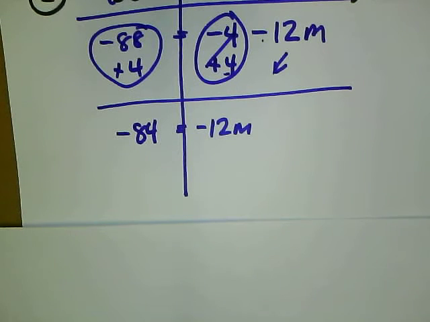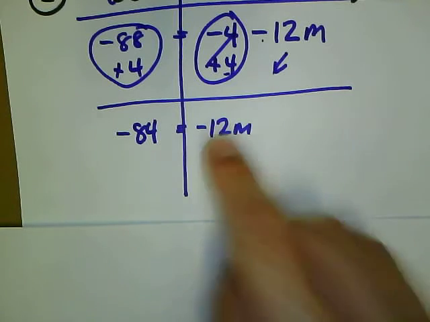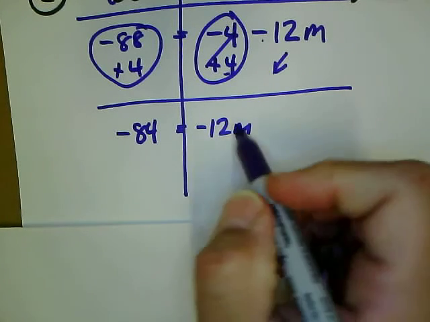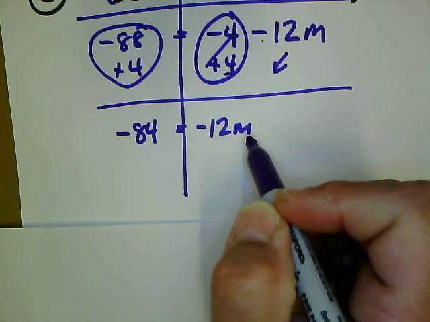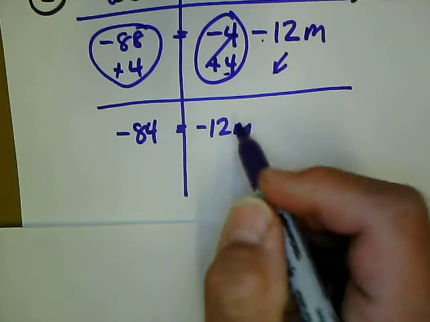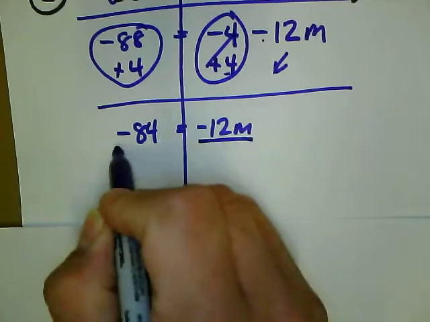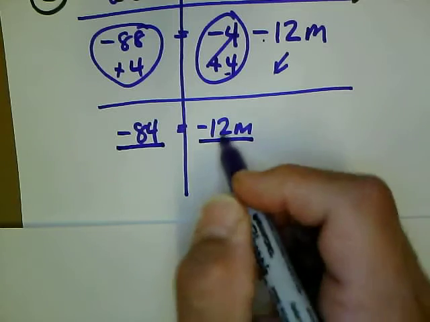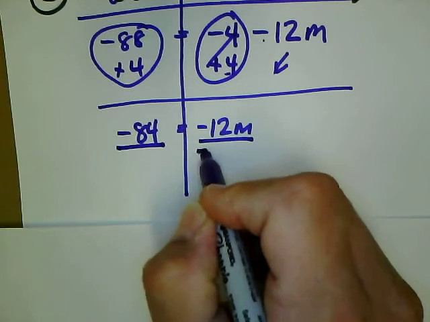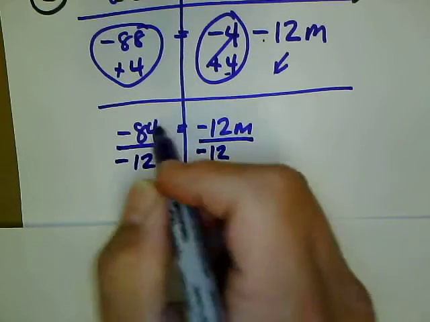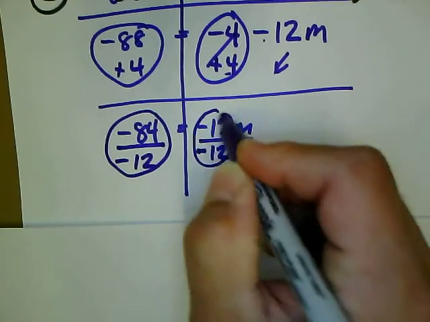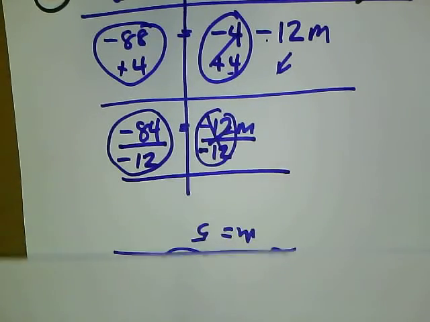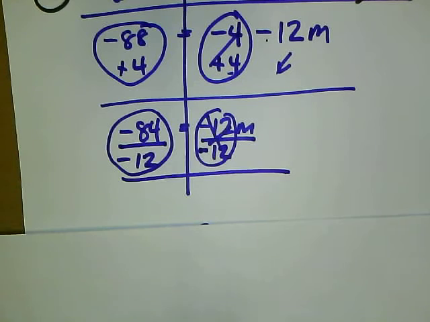Addition, subtraction, multiplication, division. That's what we're going to do, right? But what is it? -12 m? Plus times. It is times. And the opposite is divide, which is the line. So we're going to divide by what? -12. Some of you are doing just 12. We can't do that. So now we're left with m here, and -84 divided by -12 is 7. Okay?